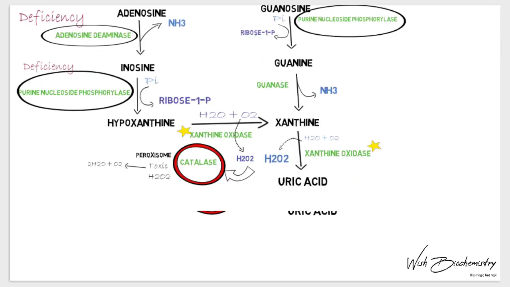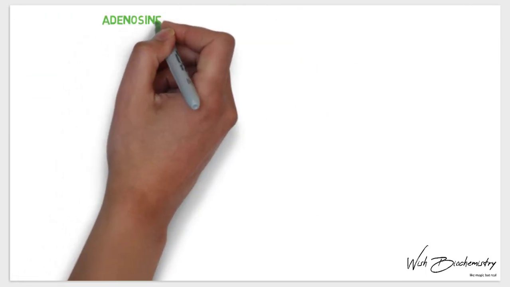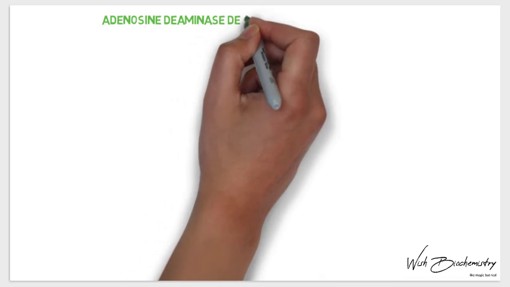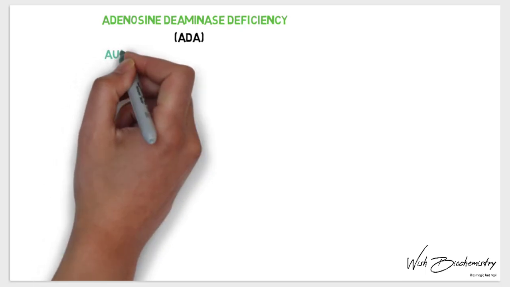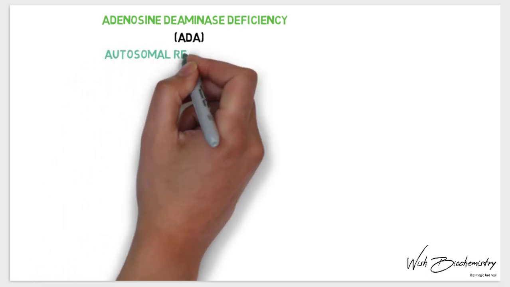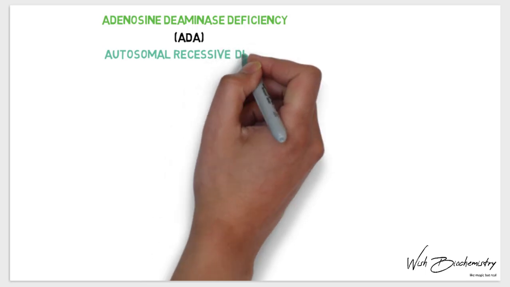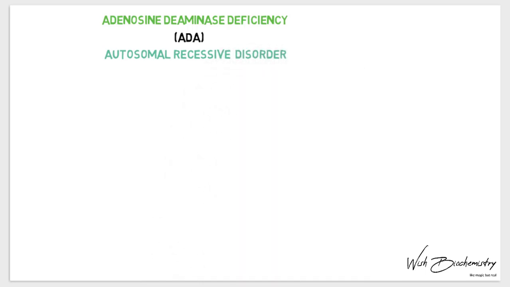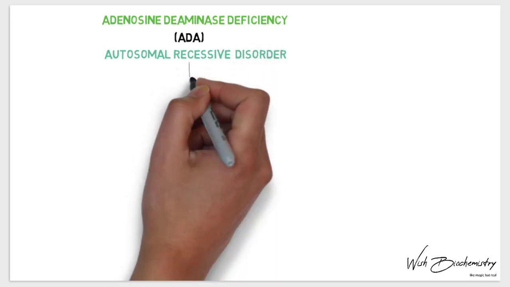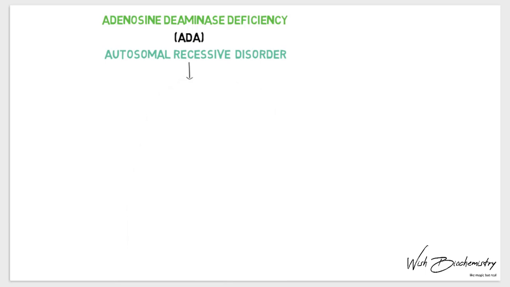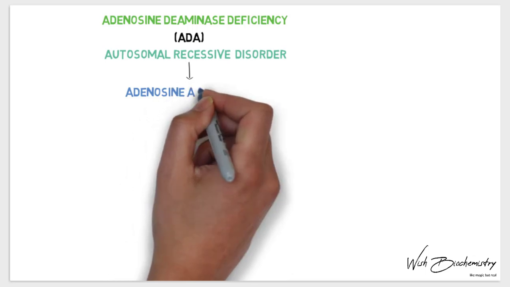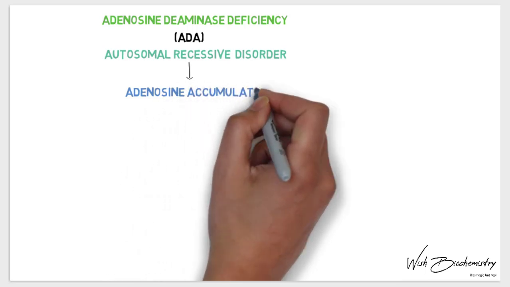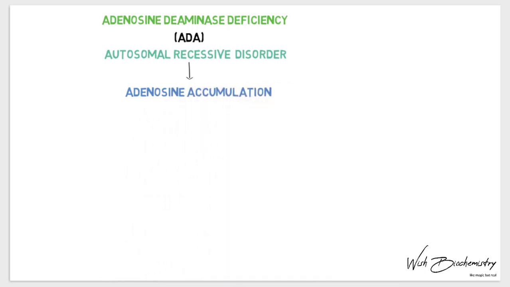Now we will study adenosine deaminase deficiency. ADA deficiency. It is a disorder of immune system. It is autosomal recessive disorder affecting males more than the females. The deficiency of adenosine deaminase results in accumulation of adenosine, as it cannot be further degraded due to the deficient enzyme.